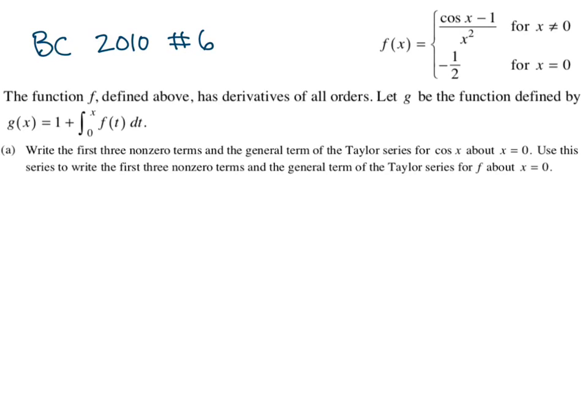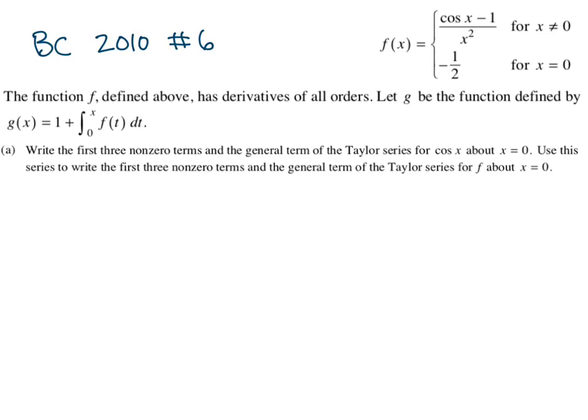In this video, we're going to go over the BC 2010 number 6 question. So they give me a function f of x equals piecewise function cosine of x minus 1 over x squared, except for when x is 0. Can't put a 0 on the bottom there. And then when it is 0, it actually equals negative 1/2. So we're going to use that information and see if we can figure out what's going on here.